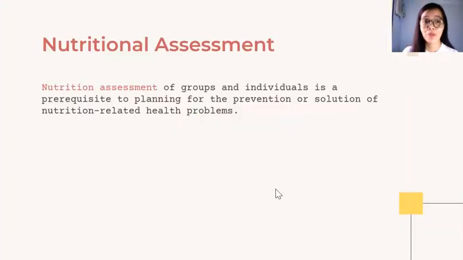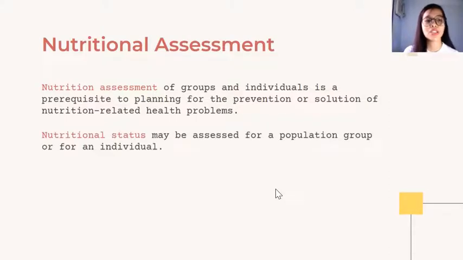Okay, so first of all, what is nutritional assessment? Nutrition assessment can be done in groups or by individuals, and it is a prerequisite to planning for the prevention or solution of nutrition health problems. So it's just like your nursing process. You cannot make an intervention without your assessment and your diagnosis.